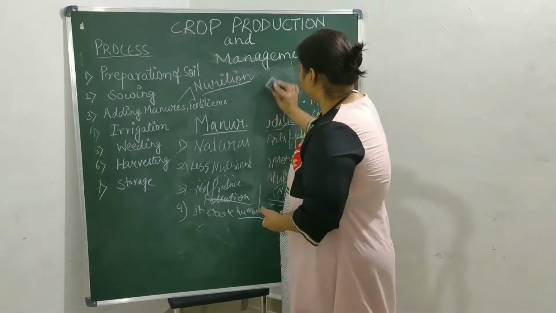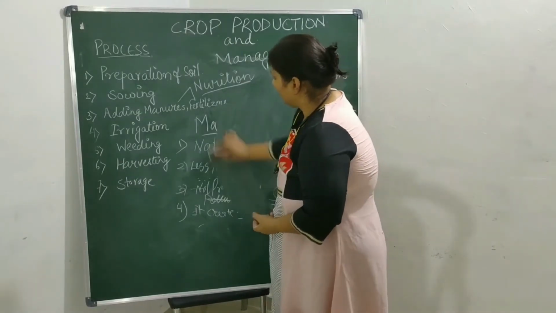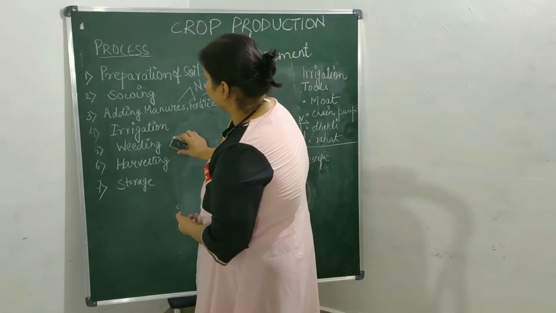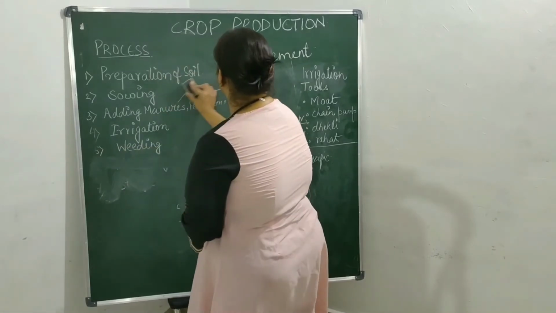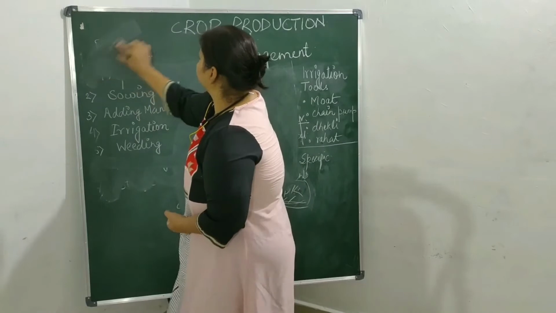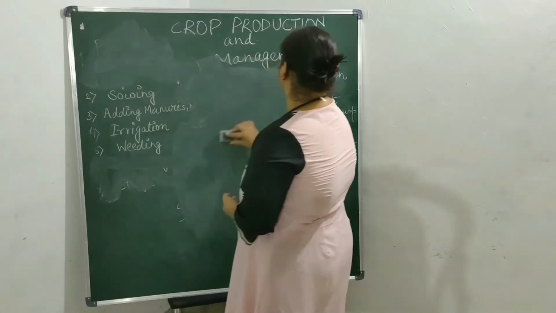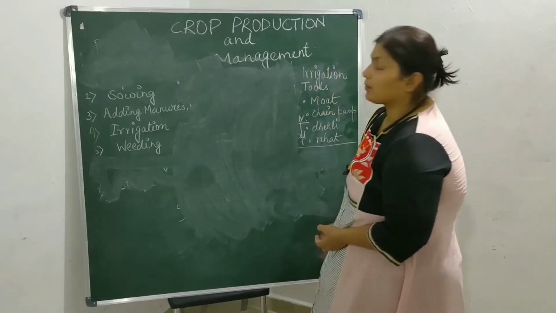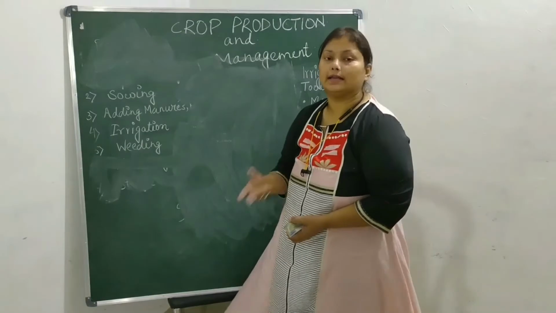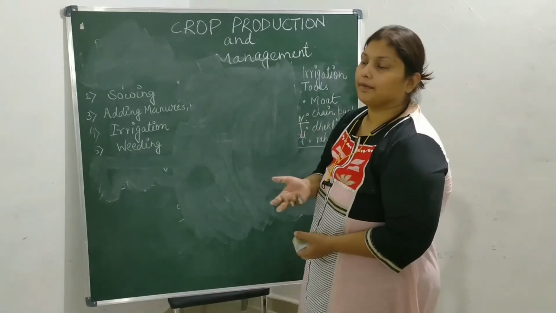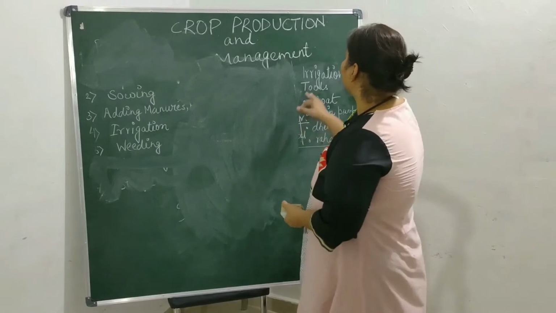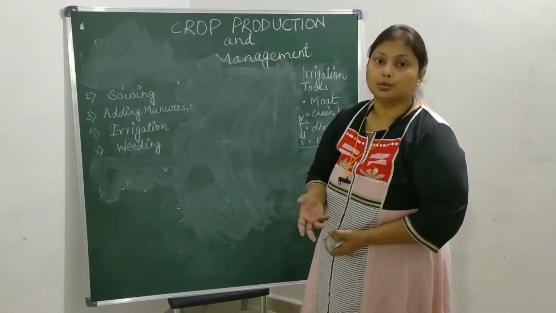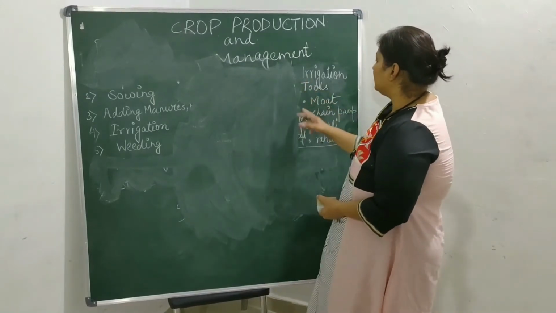So now come to the next topic, that is irrigation. What is irrigation? Irrigation means the process of providing water to the plant. That is called irrigation. So in the old time, what did the farmer do? Farmers used irrigation tools to give water to the land. How did they do it? They normally used traditional methods.